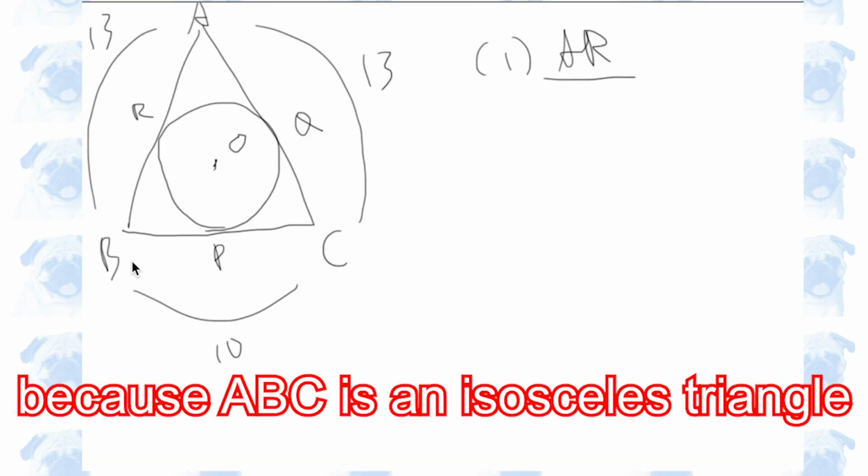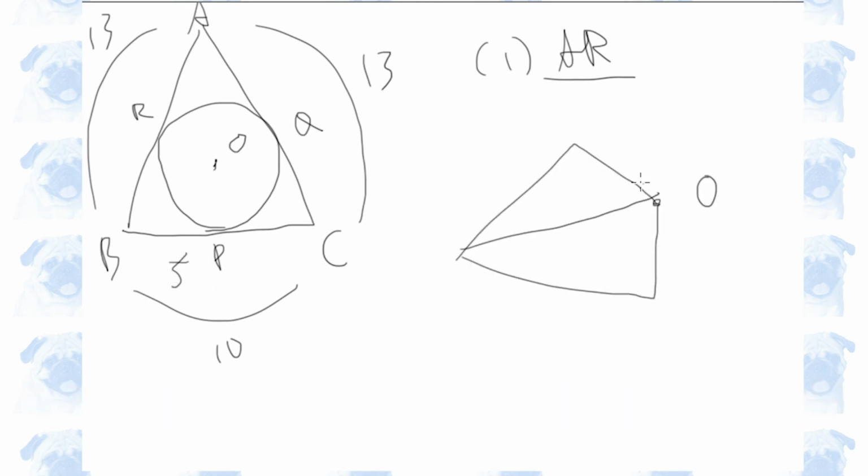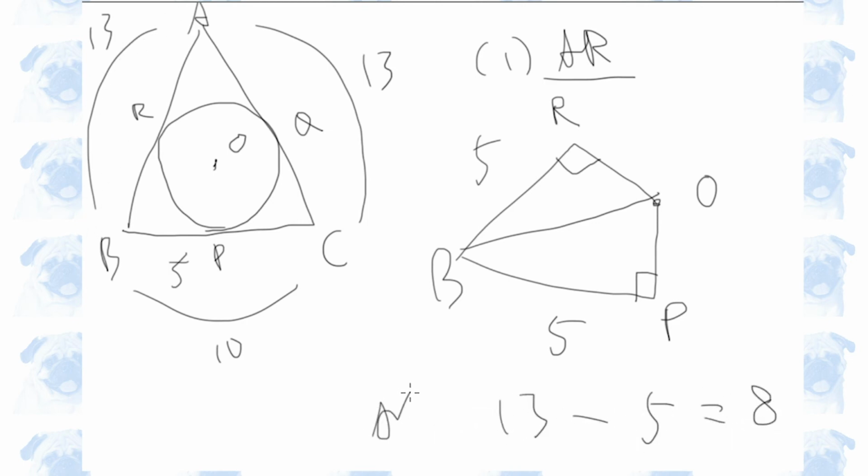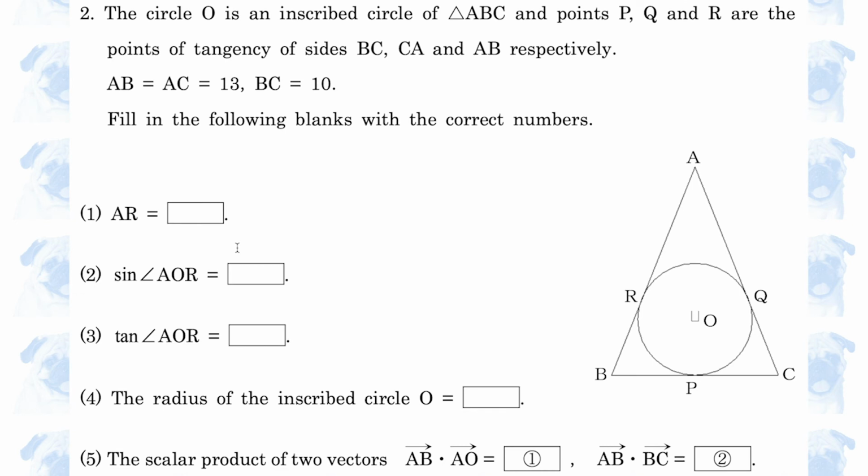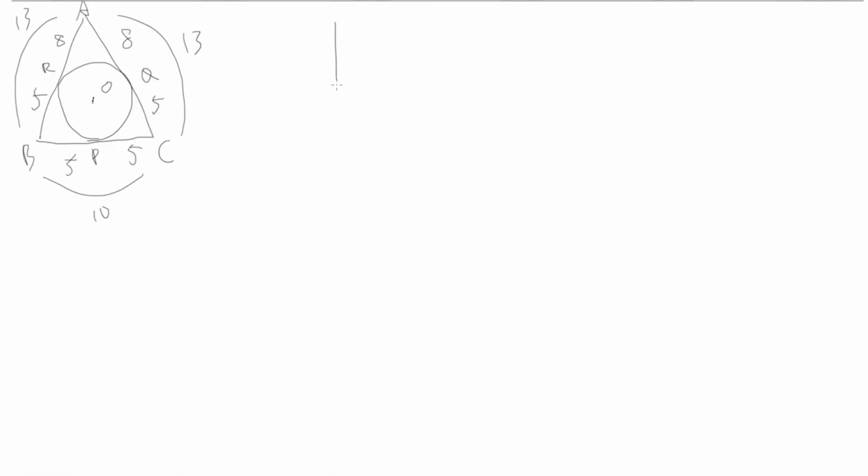So first of all, we know the length of BP, which is half the length of BC, 5. So BP is 5, which means BR is also 5. So the length of AR must be 13 minus 5, which is 8. Find sine AOR.